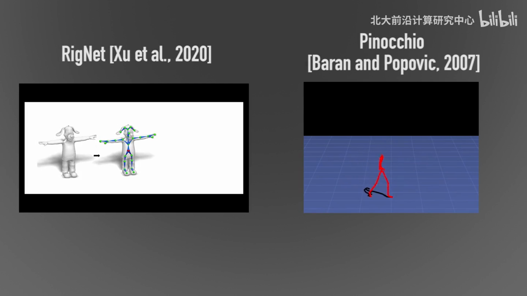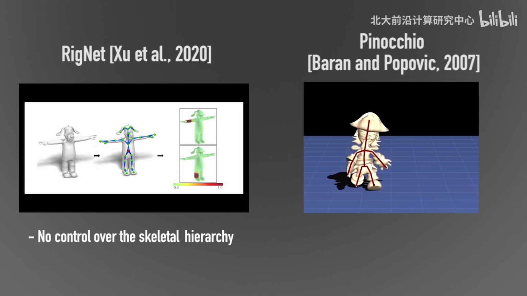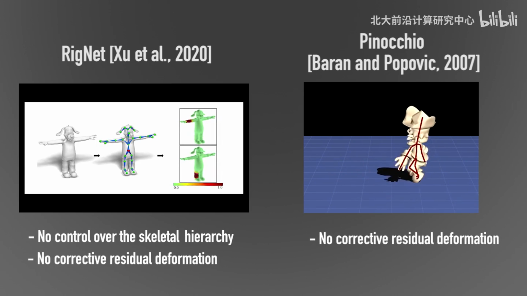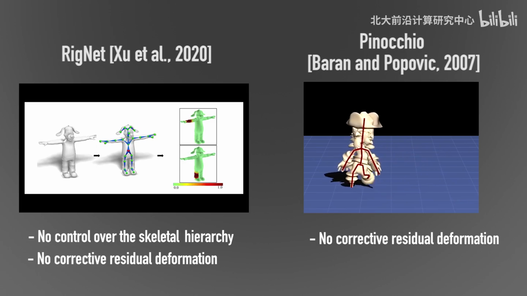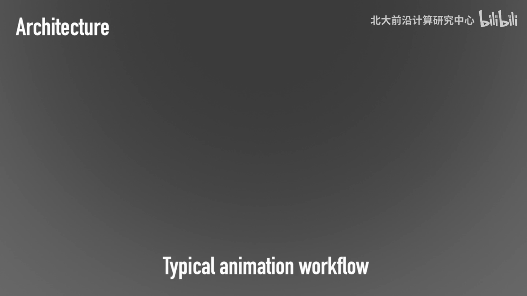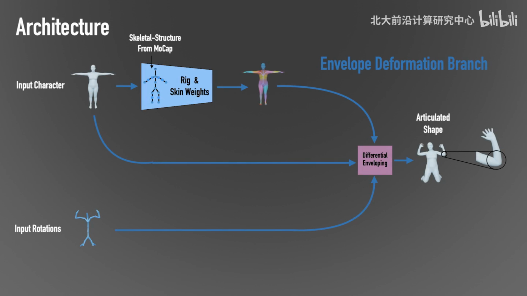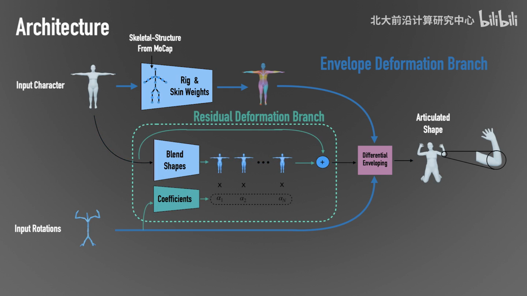Existing techniques do not provide control over the skeletal hierarchy, and do not incorporate the corrective pose-dependent shapes, resulting in undesirable deformation artifacts. Our architecture is inspired by the typical animation workflow and contains two main branches: an envelope deformation branch that learns to rig and skin the character with the mocap skeletal structure, and a residual deformation branch that learns a set of pose-dependent residual displacements.